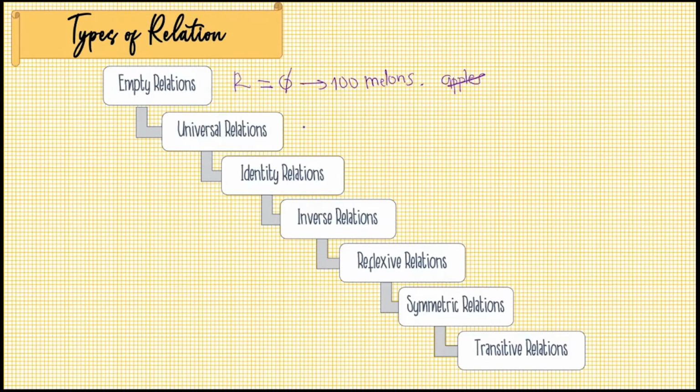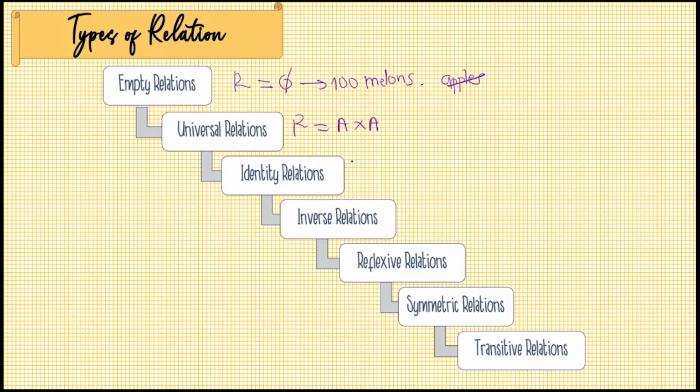Second is universal relation. R is a relation in a set A. Let's say A is a universal relation because in this full relation, every element of A is related to every element of A. Or, that is, relation R is A cross A.